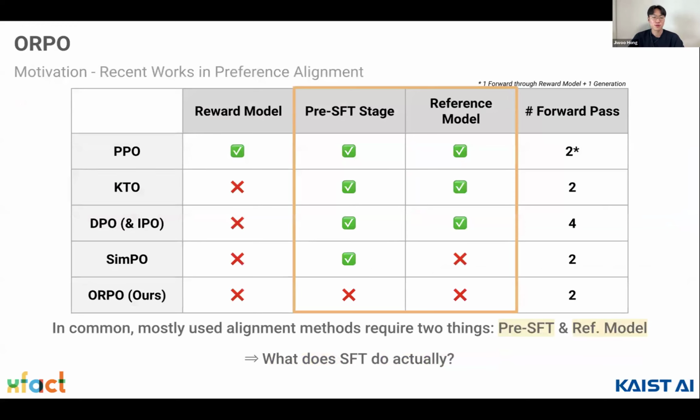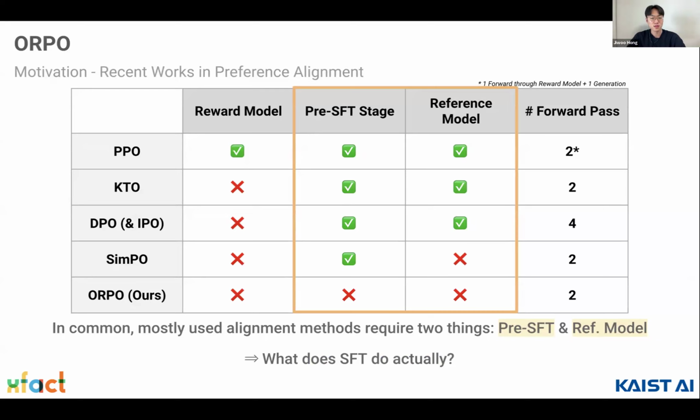After DPO, there were a lot of recent works that tried to make the alignment process simpler and more direct. After PPO, there were methods like KTO, DPO, IPO, and ORPO, and really recently, the SimPO paper. Except for PPO, they do not require the reward model during the training.